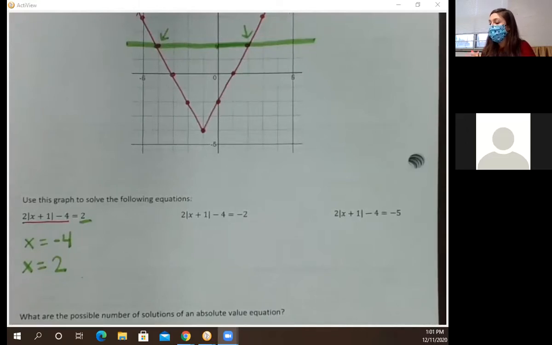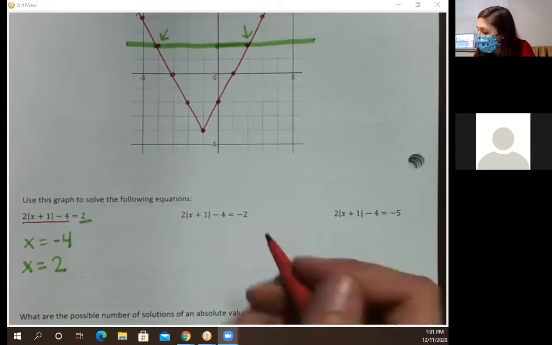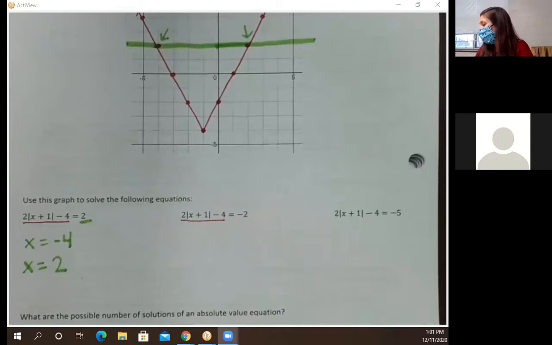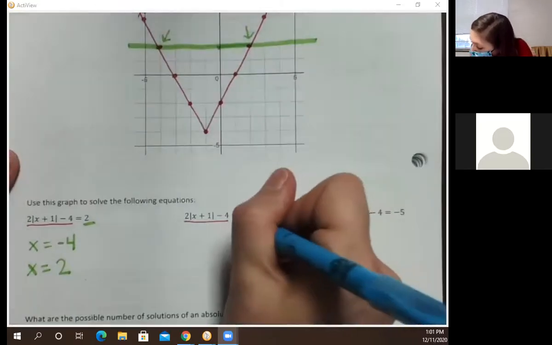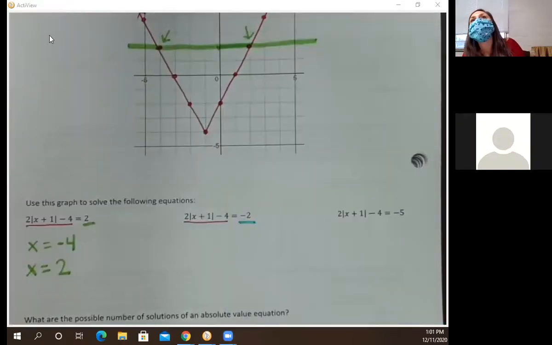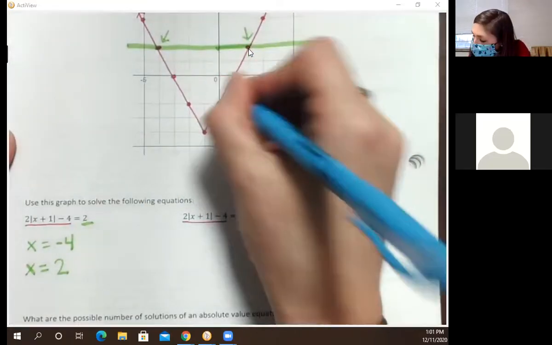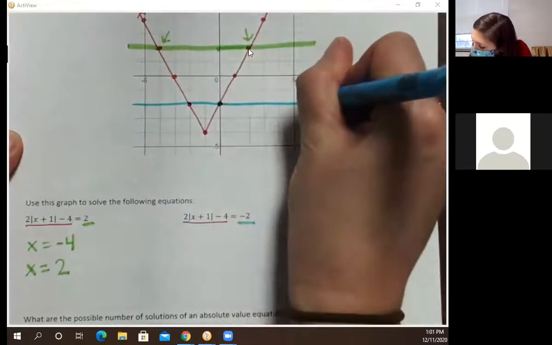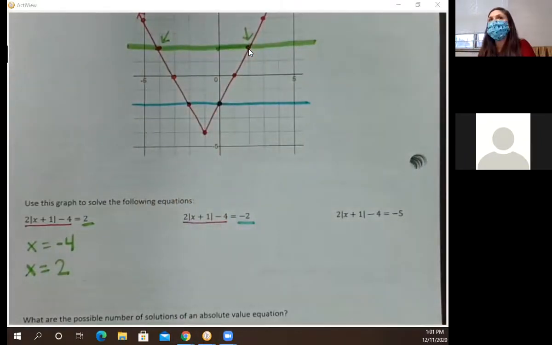Okay. So same idea for this middle guy. A little bit different problem here. Same absolute value function that we've already graphed. But this time I want to know, when is it equal to -2? So I'm going to go to my coordinate plane. I'm going to find where y is -2. And I'm going to go ahead and graph all the way across that little line on my coordinate plane.